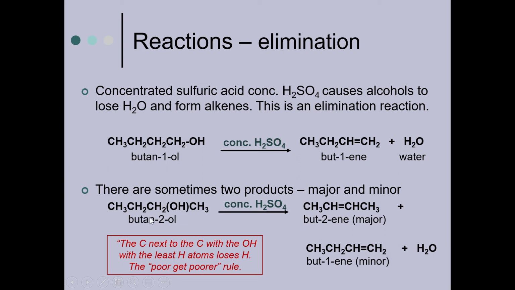However, if the OH group is inside the molecule, like this one, a secondary alcohol, butan-2-ol, you get two products, a major and a minor. And the rule for this is that the poor get poorer. In other words, the carbon next to the carbon with the OH that has the least hydrogens will lose one.